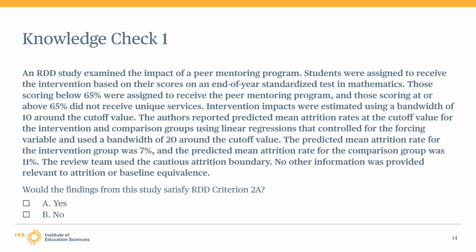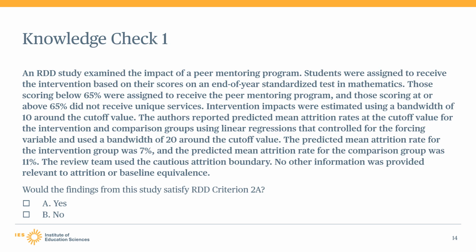Time for your first knowledge check in this module. An RDD study examined the impact of a peer mentoring program on undergraduate students' college performance. Students were assigned to receive the intervention based on their scores on an end-of-year mathematics standardized test. Those scoring below 65% were assigned to receive the peer mentoring program, and those scoring at or above 65% received no unique services. Intervention impacts were estimated using a bandwidth of 10 around the cutoff.